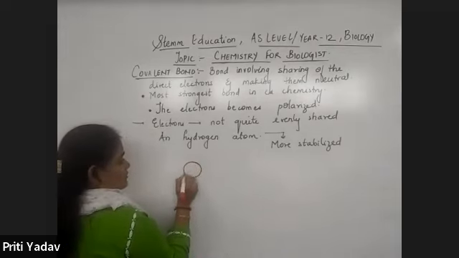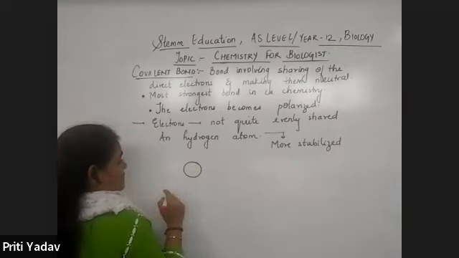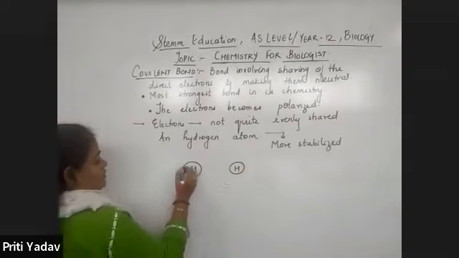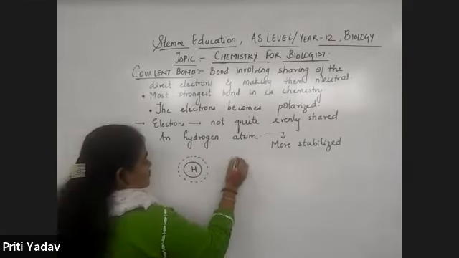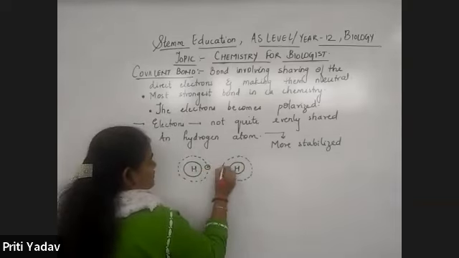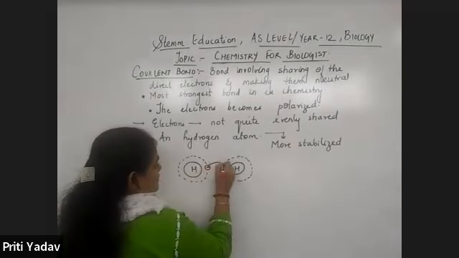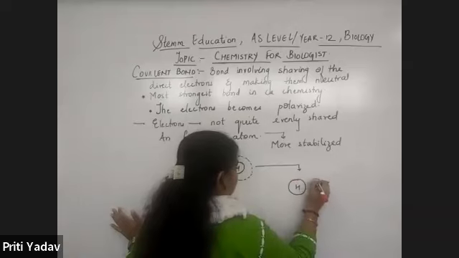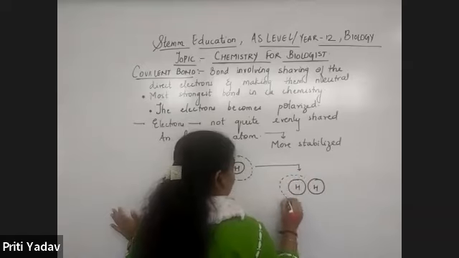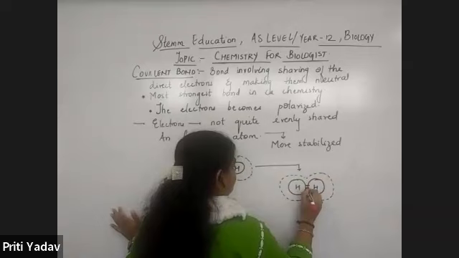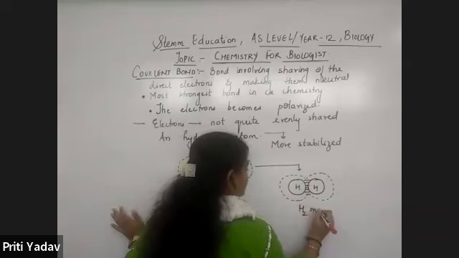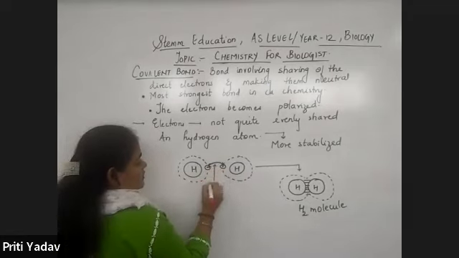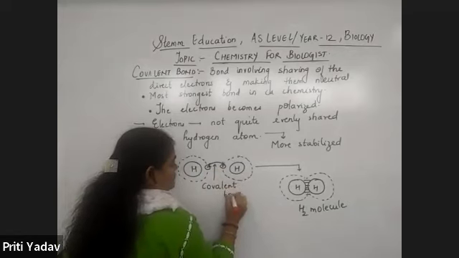So if this is the atom, hydrogen, and here is the next hydrogen, both elements. This is the first outermost shell showing the presence of one electron in each. They will combine together, and this will result in the formation of a hydrogen molecule, where we already know this is forming the covalent bond, the strongest bond.